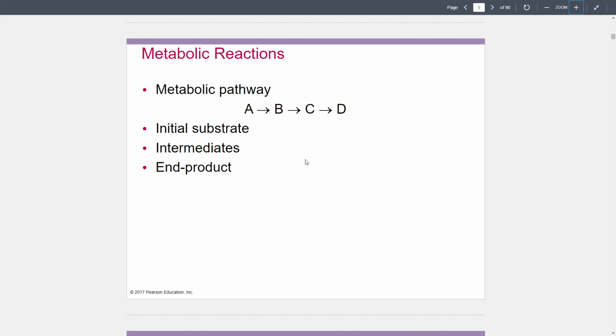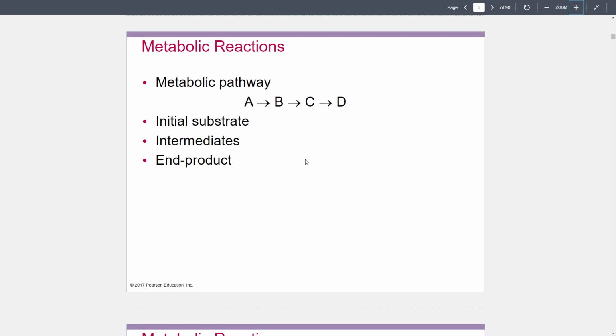Now we can chain these reactions together, and this is called a metabolic pathway. This is very, very common in biology. When we talk about cellular respiration, the creation of ATP, it is a metabolic pathway. A becomes B, which becomes C, which becomes D, which becomes E, which becomes F, and so on down the line until we get to the very end. So we're going to start off with an initial substrate, and then everything in between the beginning and the end is known as an intermediate, and then we have the final end product.